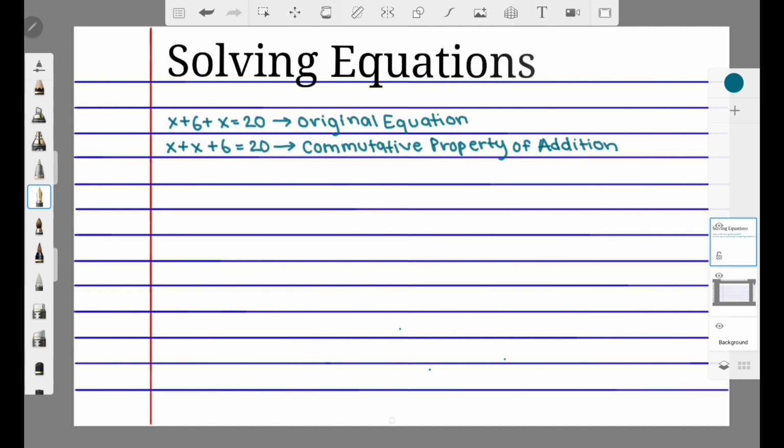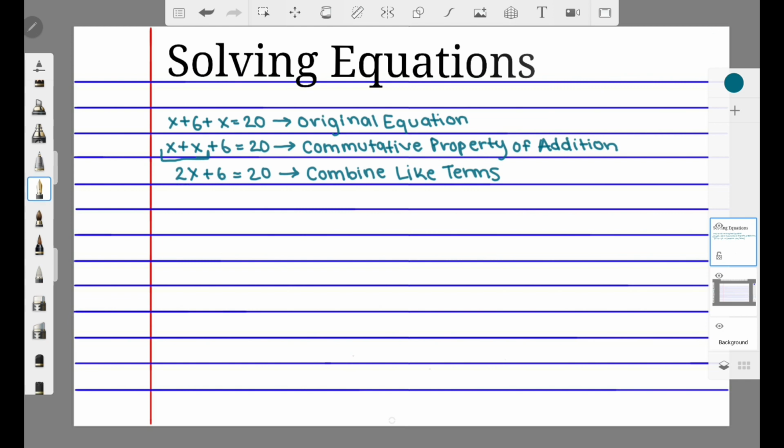Now, we need to combine like terms. And since we moved it, it's easy to see that x and x can be added to 2x. So now our equation is 2x plus 6 equals 20 since we combined like terms. Remember that we can't simplify this any further since 2x and 6 are not like terms.